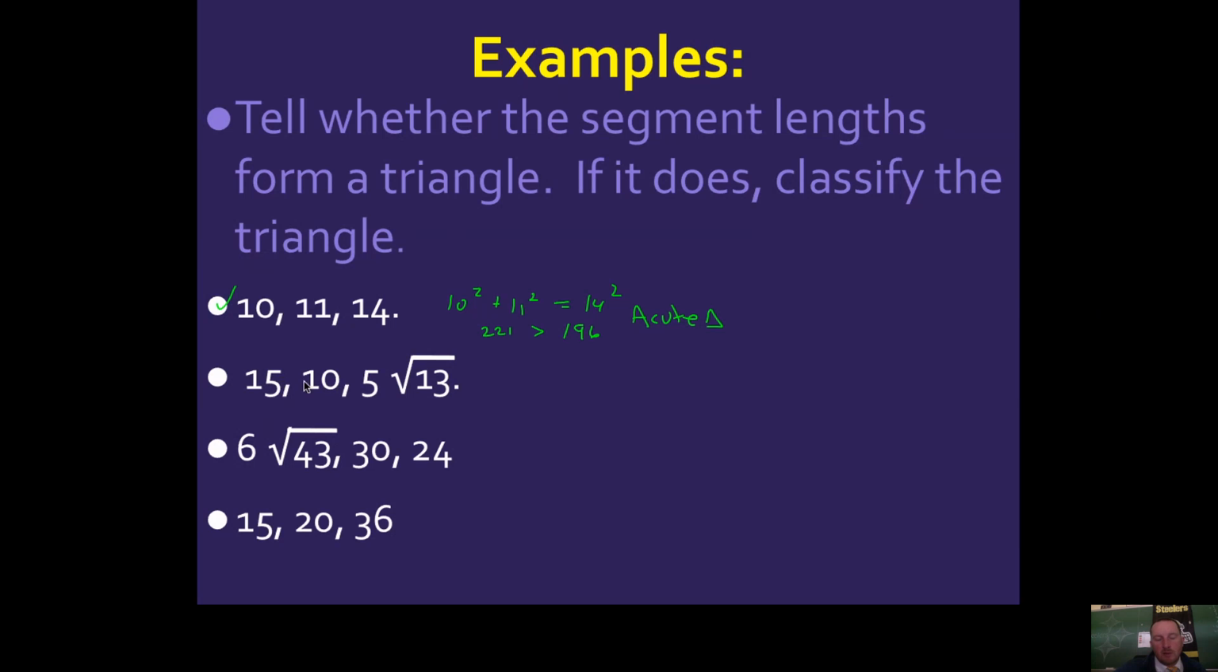10 plus 15, those are the two smallest. Is that bigger than 18? It is. So that's going to be a triangle. Now, the second thing you need to do is see what kind of triangle it is. 10 squared plus 15 squared. Does that equal the square root of 13 squared?